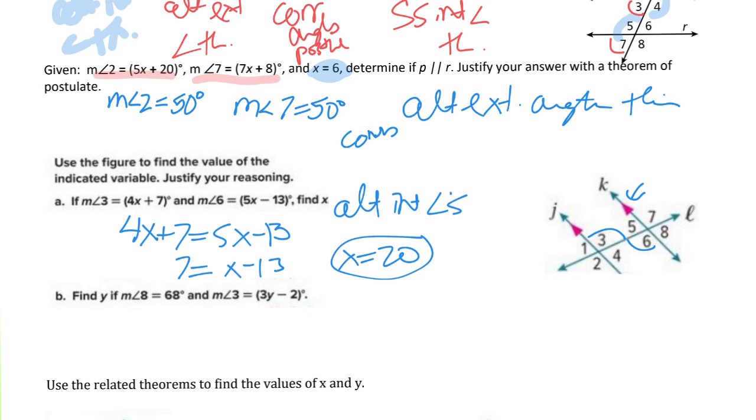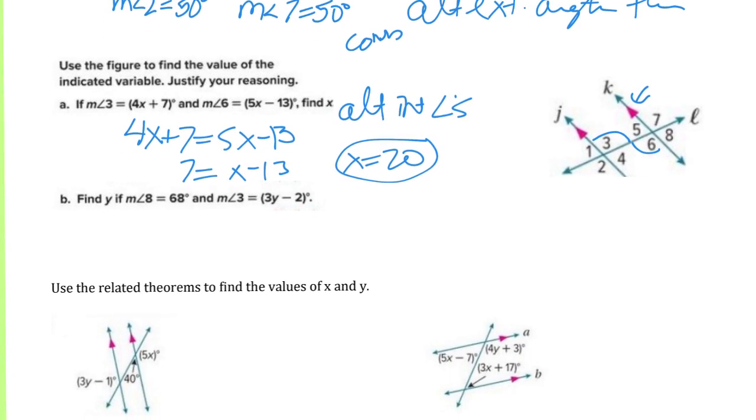That's a good check. And sometimes I will ask you to find the measure of each angle as well. Okay, if the measure of angle 8 is going to be 68 degrees, right here, and the measure of angle 3 is going to be 3y minus 2, what can we do? Well, those are not related in any special way. And so that's when you've got to think, well, what else do we know? What can we assume if we know this is the case?